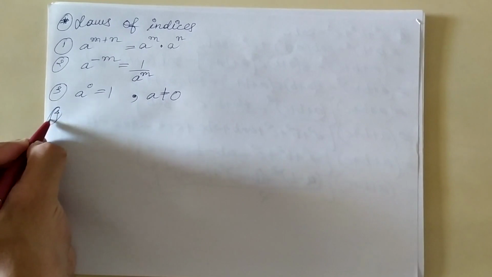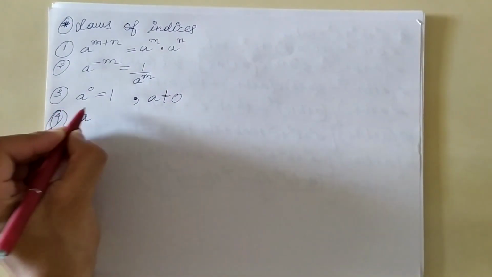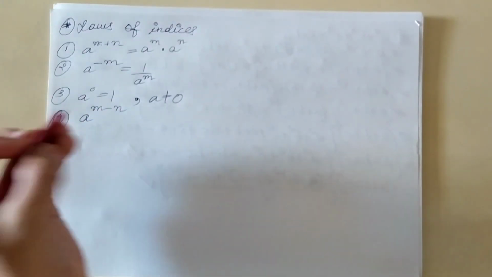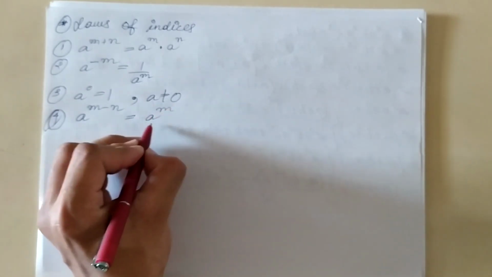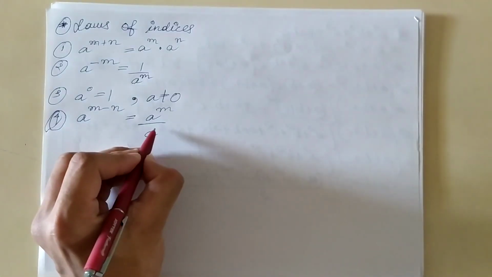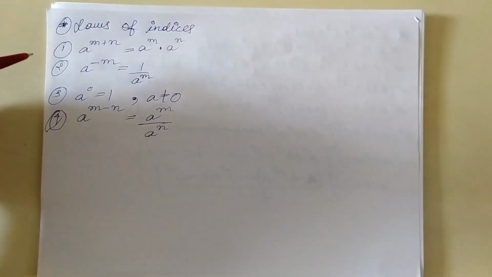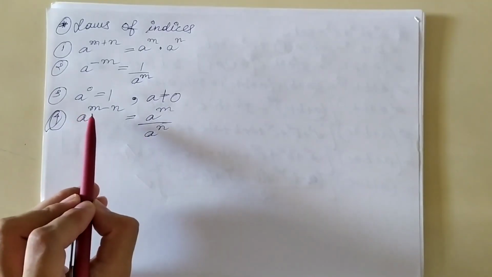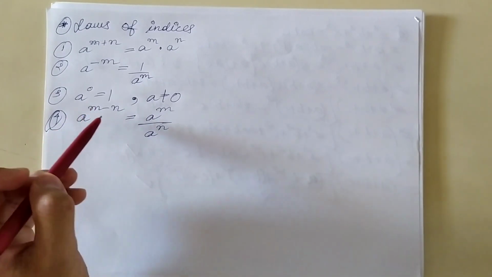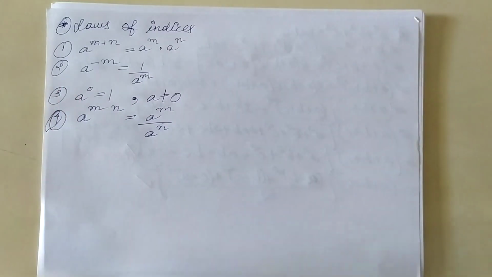And the fourth law is a to the power m minus n is equal to a to the power m upon a to the power n. As you can see, this fourth law can be derived with the help of 1 and 2. We can apply the first rule and write this as a to the power m into a to the power minus n, and then a to the power minus n can be written as 1 upon a to the power n by using the second rule.